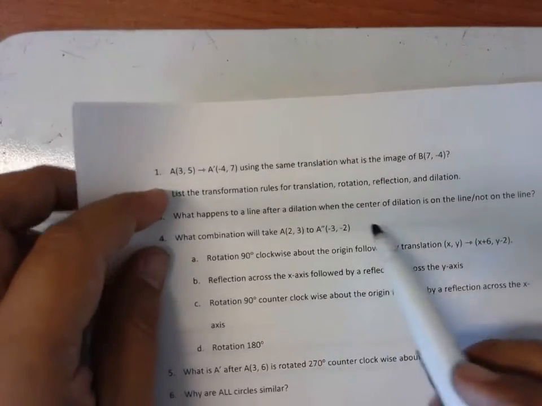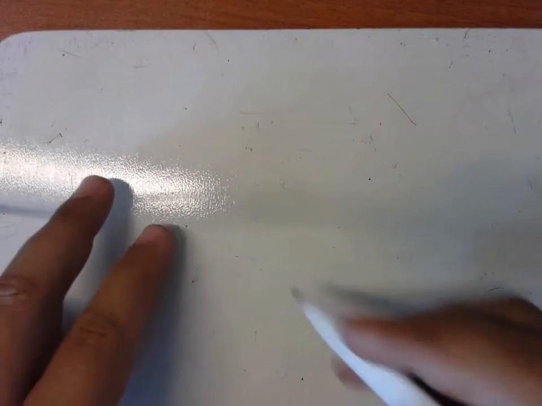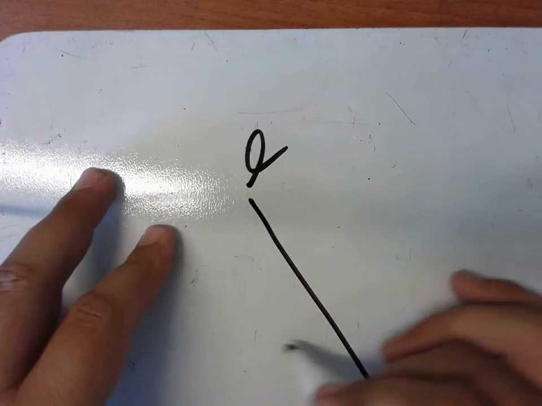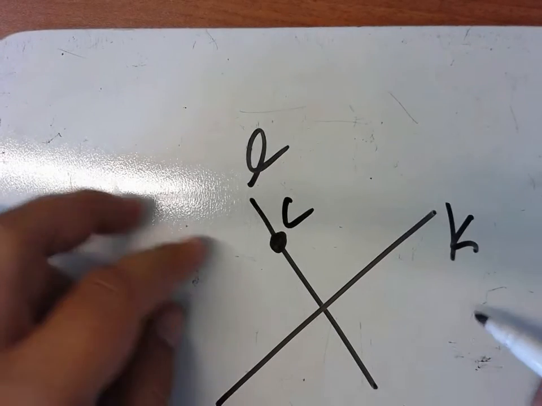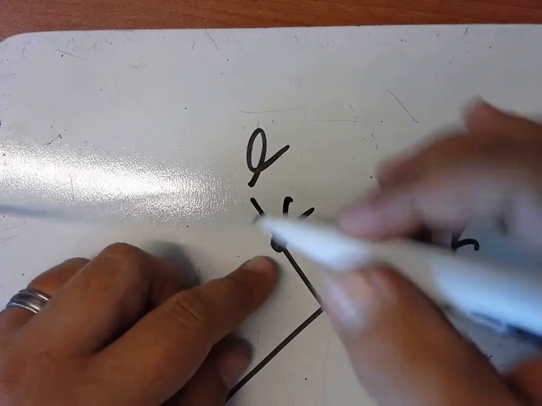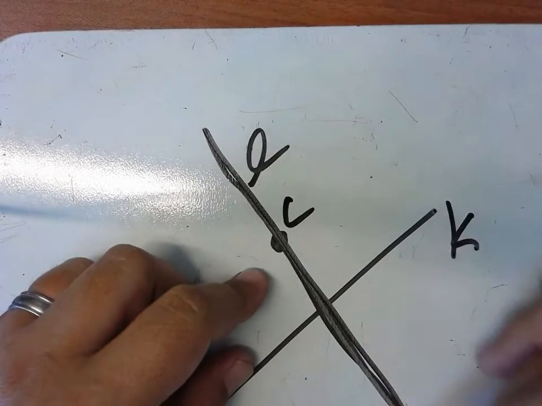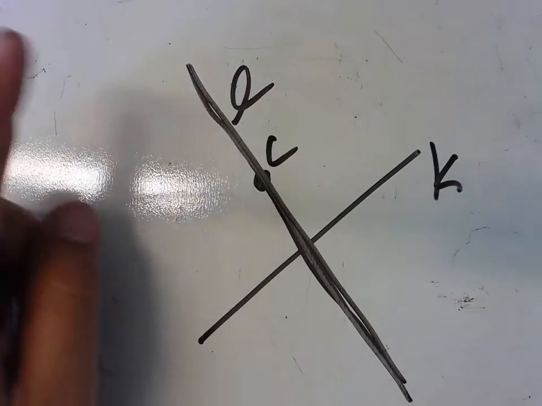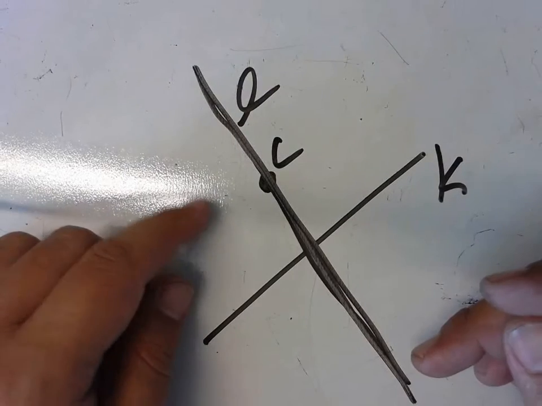Alright, number 3. What happens to a line after a dilation when the center of dilation is on the line and when the center of dilation is not on the line? So if I have 2 lines, here's line L, here's line K, here's the center that I'm going to call C. If I dilate L, L goes through the center of dilation. L, whether I make an enlargement or reduction, will remain line L. L will only get longer or shorter, but L will stay in the same spot.